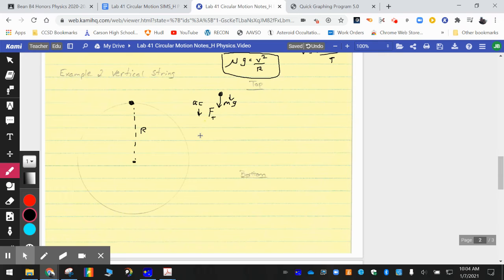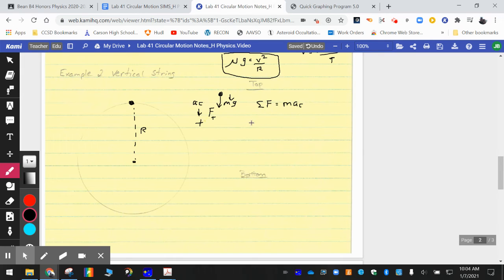Normally speaking, whichever direction the acceleration is, you want to call that positive. In this case, are all three going down? Okay. So we'll call that direction positive. So going down is going to be positive. So we have the sum of the forces is equal to m a_c, right? m a_c, okay.